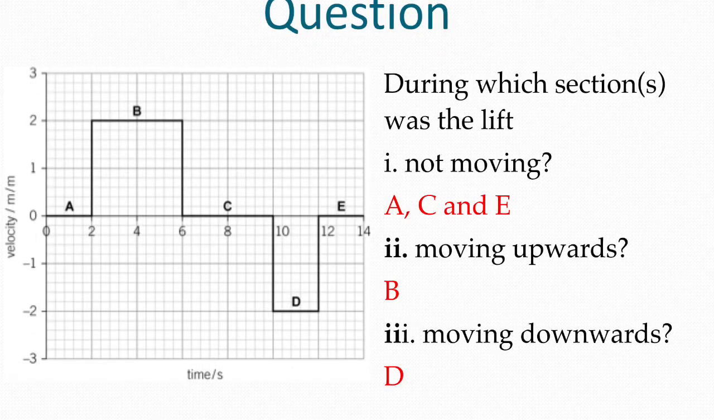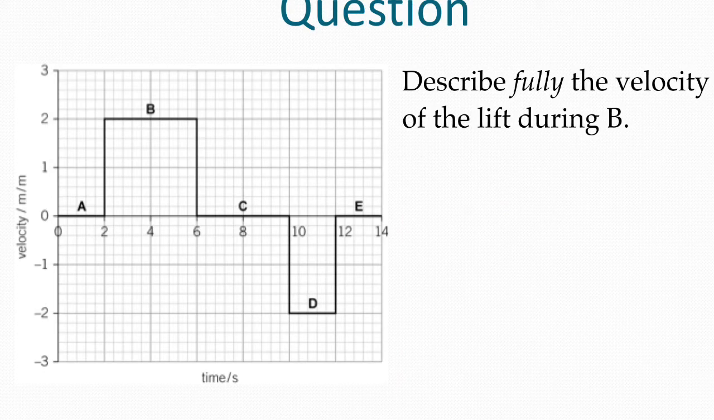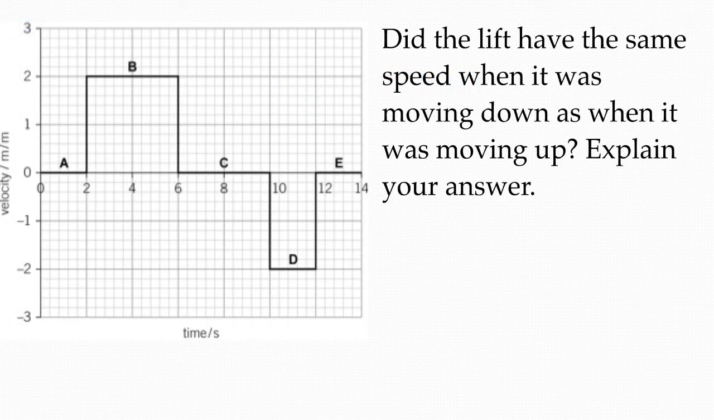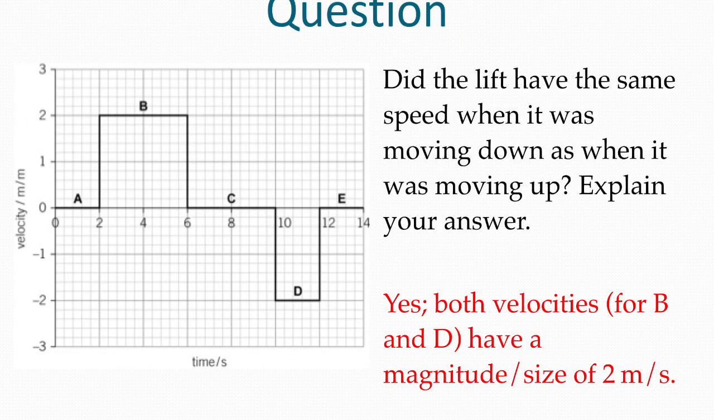And here you can see the answers. At A, C and E the object is not moving, B it's moving upwards, and D it's moving downwards. Now describe fully the velocity of the lift during B. If you just wrote 2 meters per second as your answer, remember that velocities always need a direction as well. In this case it would be upwards. Did the lift have the same speed when it was moving up and when it was moving down? Make sure you explain your answer. The answer is yes, both B and D have the same speed, but they are moving in the opposite direction.